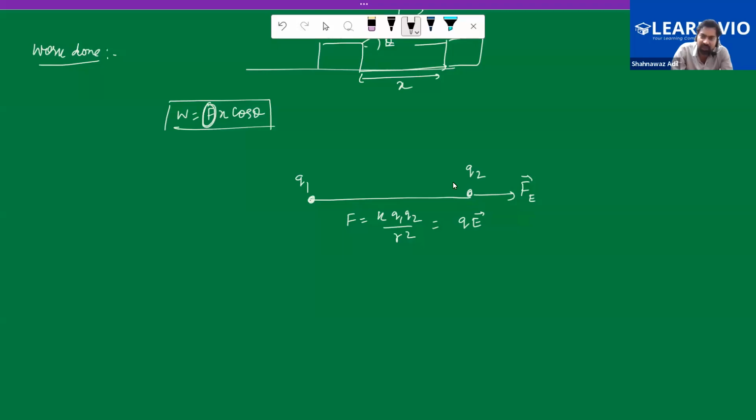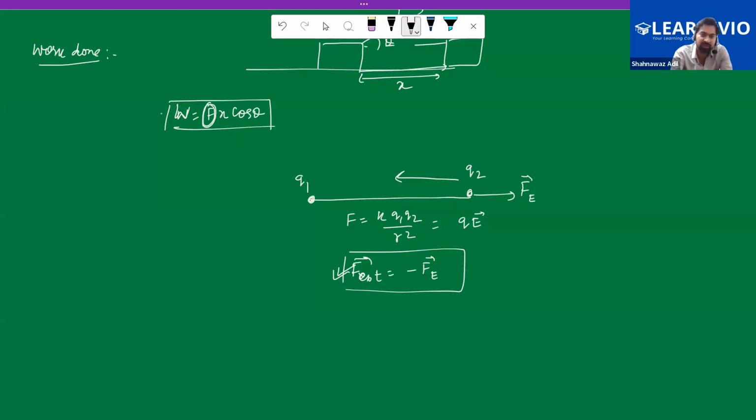Bring this charge at some distance. So then I'll have to apply external force, and that would be the negative of this QE, the negative of this electric force. So this would be the force that we will be talking about in here. So this force will define the work that we are doing. So this is the idea.